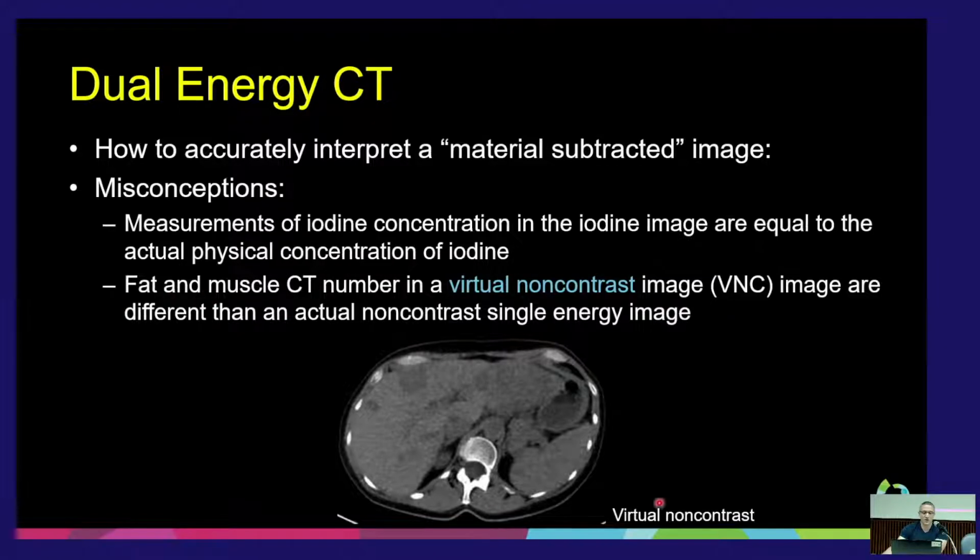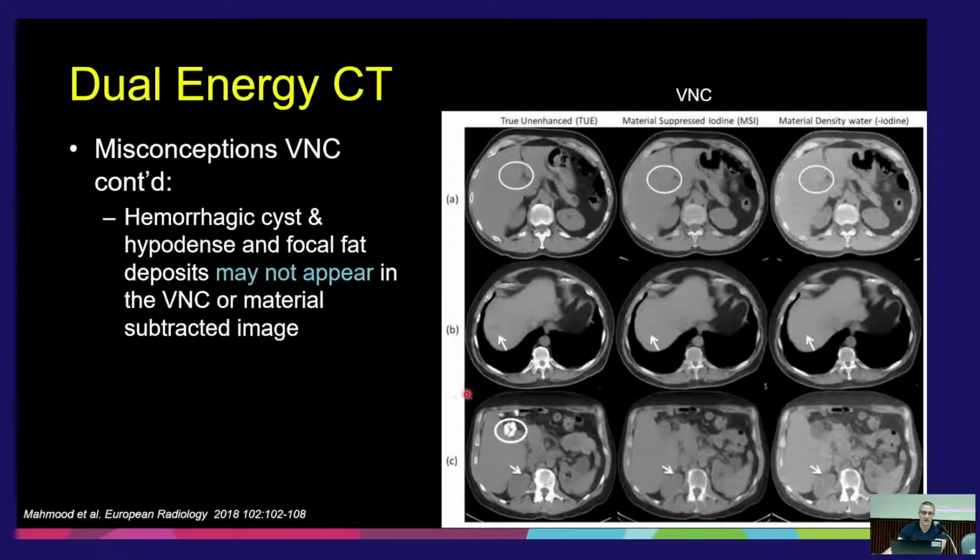But when you're looking at the virtual non-contrast image, the actual CT numbers of fat and muscle and soft tissue are different because you're physically removing signal from the image. And so you have to just recognize that. In this publication from Usman Mahmoud, he looked at, for example, hemorrhagic cysts and hypodense focal fat deposits. They may not necessarily appear the same in a virtual non-contrast.